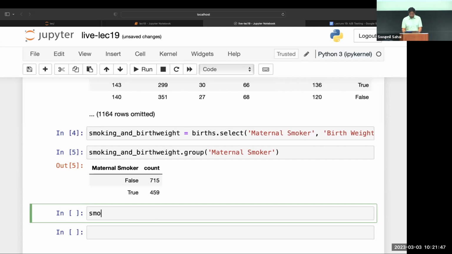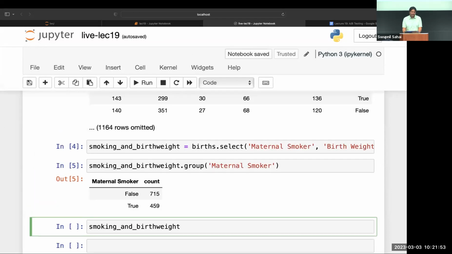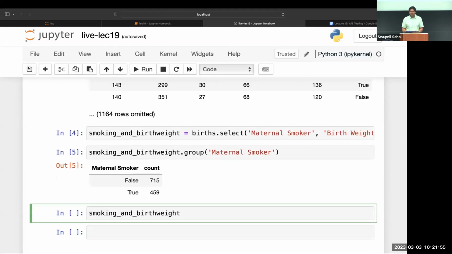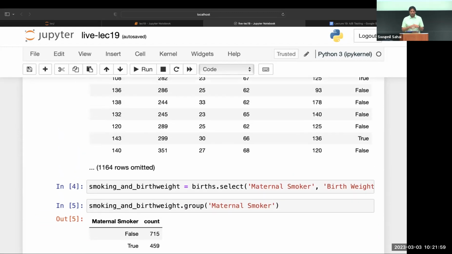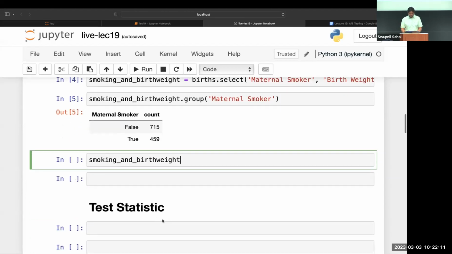To do that, a question for you: what's the chart we should use to show the distribution of birth weights? And how could we show that for both smokers and non-smokers in one chart? What's the name of the chart? You can just say it out loud. Histogram, okay, some murmurs, histogram. All right, so yeah, let's do a histogram.